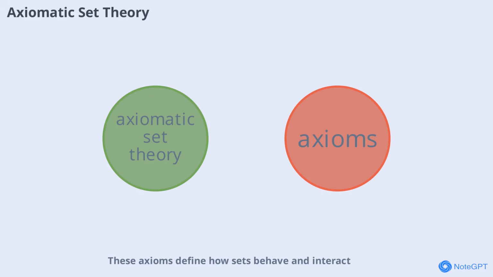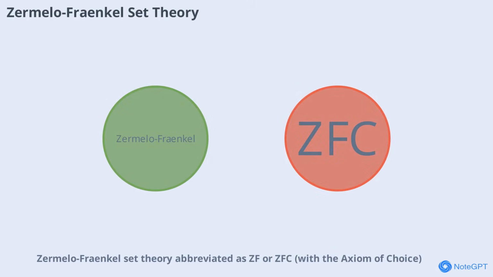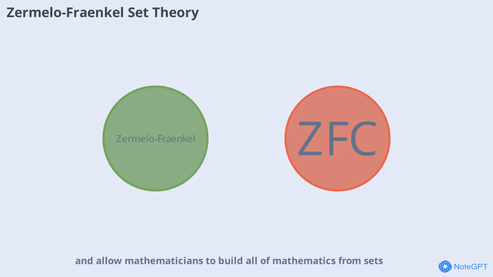These axioms define how sets behave and interact, providing a solid foundation for mathematics. The most common system is called Zermelo-Fraenkel Set Theory, often with the Axiom of Choice. Zermelo-Fraenkel Set Theory, abbreviated as ZF or ZFC with the Axiom of Choice, is the most widely used system for formalizing set theory. It provides a list of axioms that avoid paradoxes and allow mathematicians to build all of mathematics from sets.